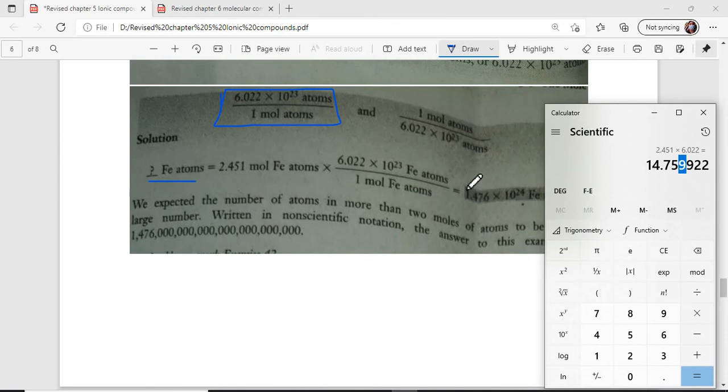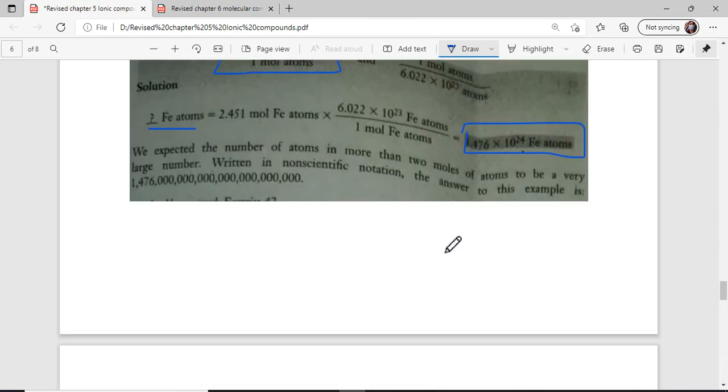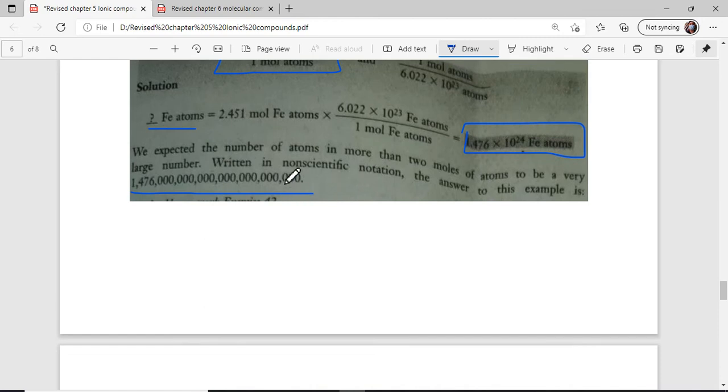It is the same answer. Now, we found out the number of atoms in more than 2 moles of iron is a very large number. Written as a non-scientific notation, look at how many zeros there are. You have 3, 6, 9, 12, 15, 18, 24 zeros, and aside from that you have your number 1. Then you read what it is called: 100, 1,000, million, billion, trillion, zillion, and so on.